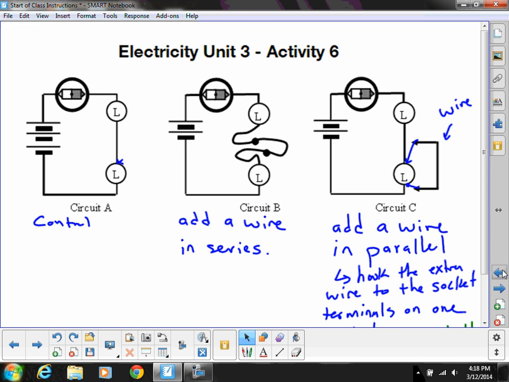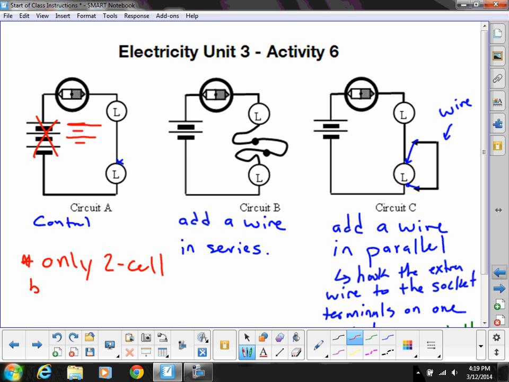if we go back and look at the circuits here, we'll notice that in circuit A, we do have a 3-cell battery pack, but in circuits B and C, we actually only have 2-cell circuits. Well, we're going to change this up a little bit. We're going to eliminate the 3-cell pack and only use the 2-cell, just like in the other circuits. So only 2-cell battery packs.